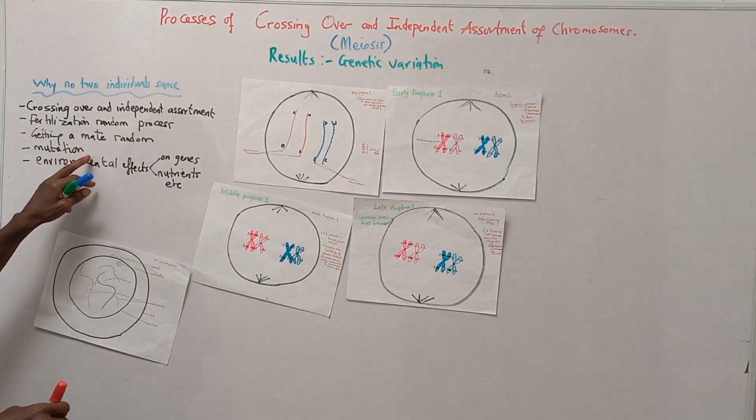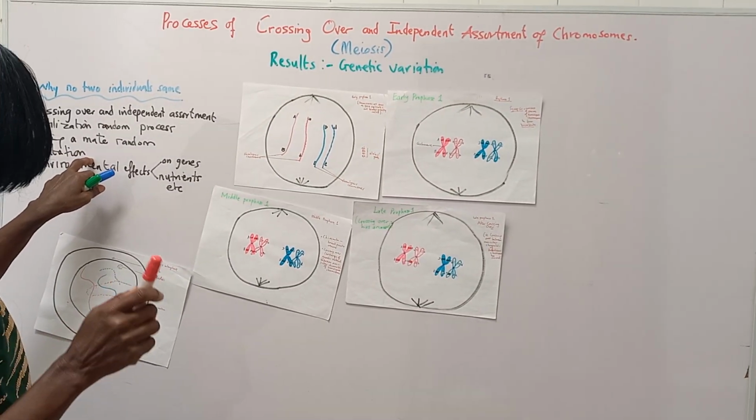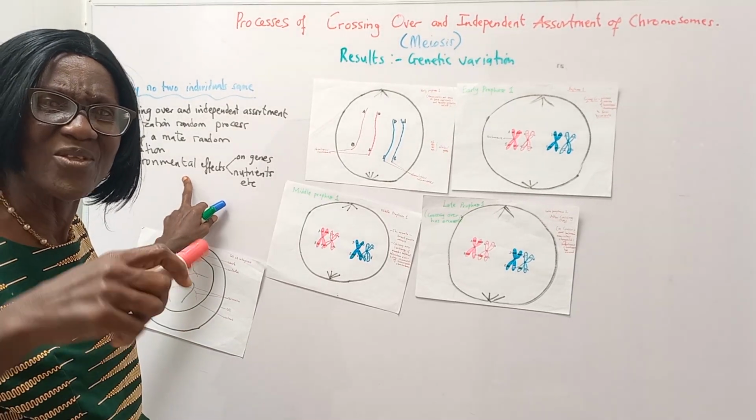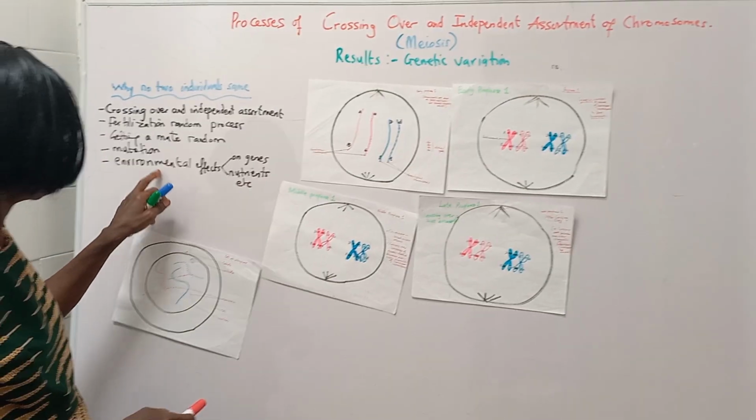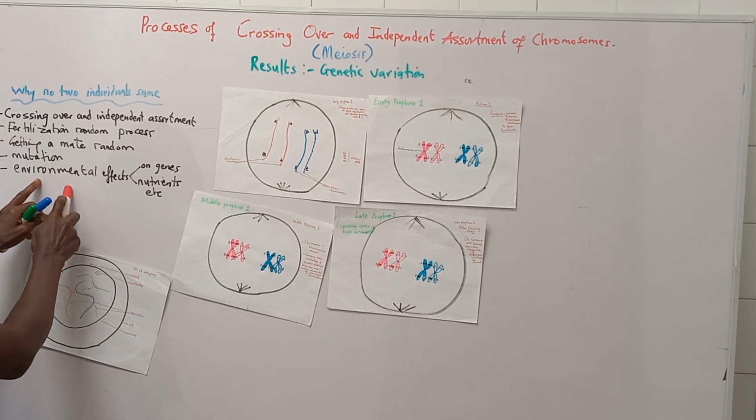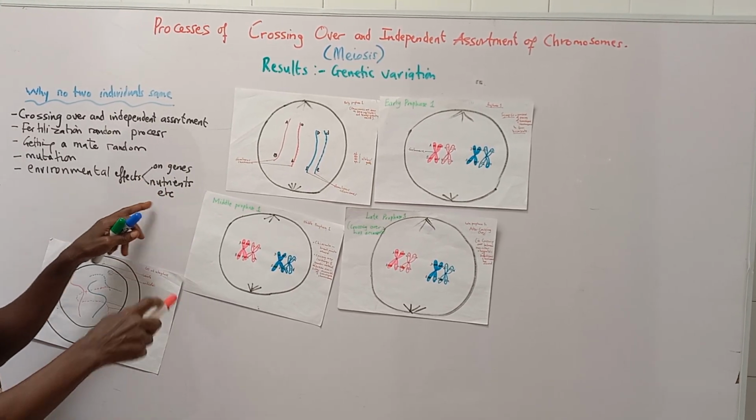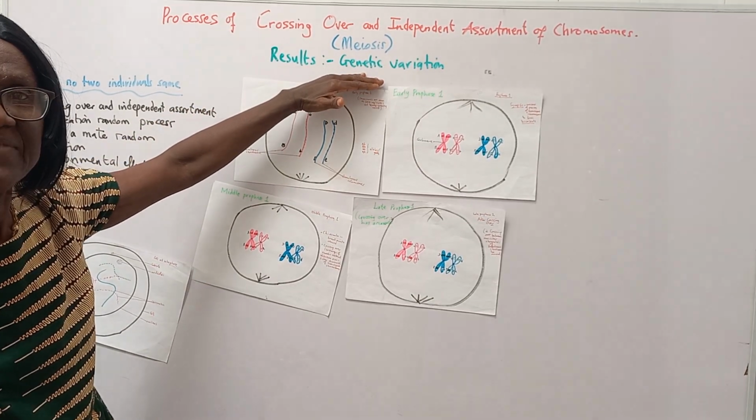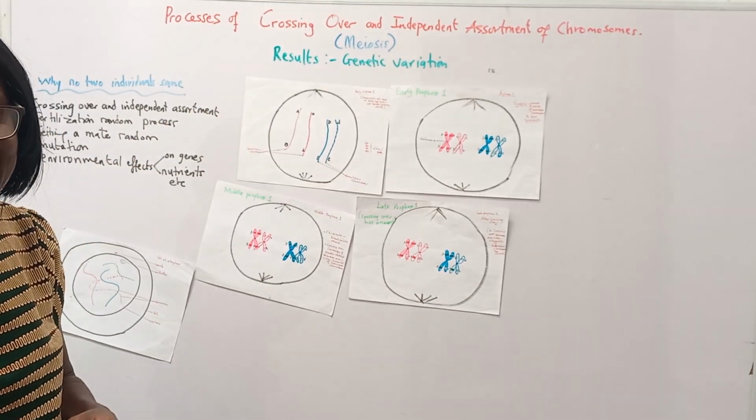Very random. Mutation also brings about some variation, and then the environmental effects on the organism itself. The environmental effects on genes, we discussed it in variation, and then there's also environmental effects like nutrients, etc. So, no two individuals of any species are the same.